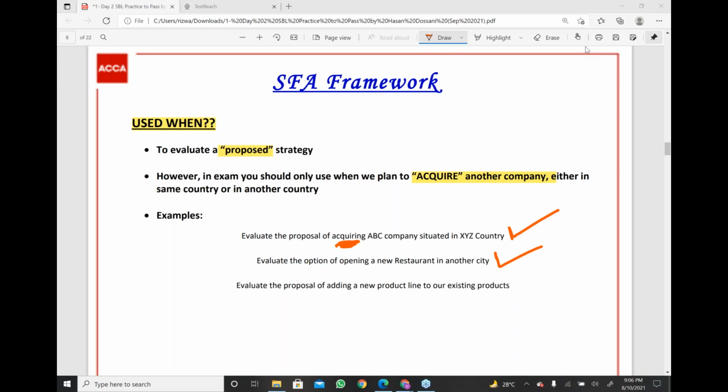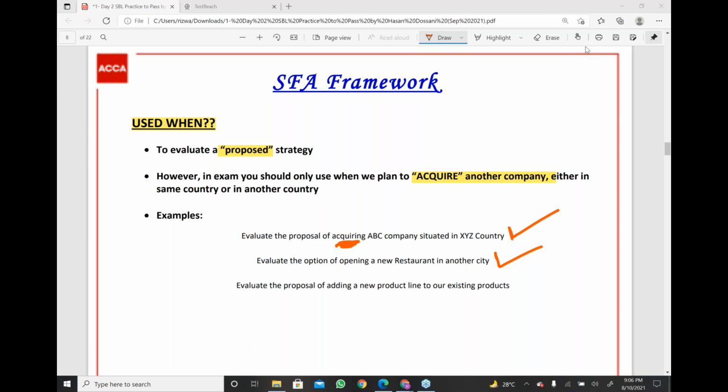Let's move on. Another important topic is SWOT and TOWS. Now, this is a topic which has not been tested in SBL so far. But in my professional teaching experience, I think that it is high time that this topic might be tested. This is not a difficult topic, so let's do it very quickly.